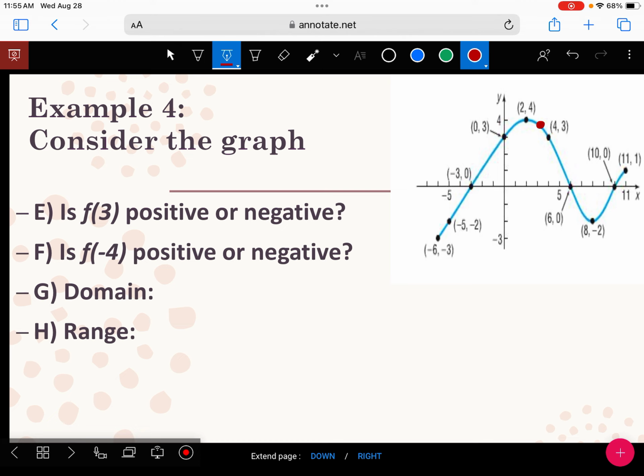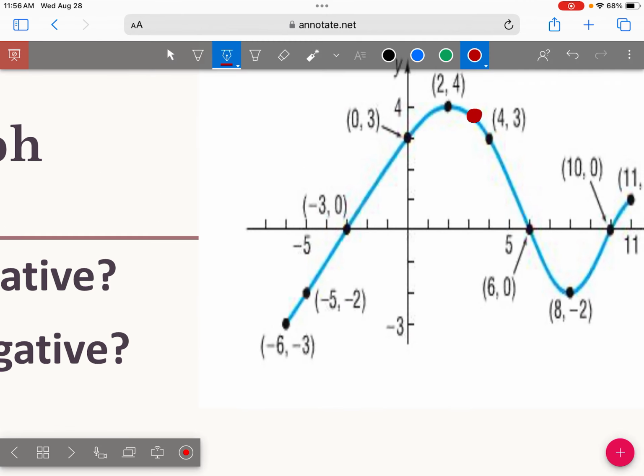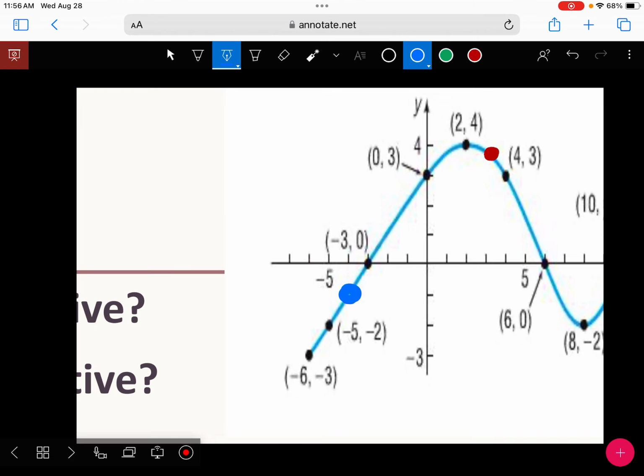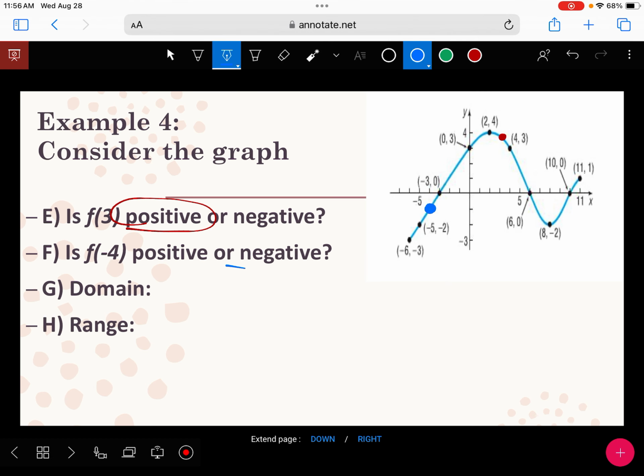This is one of your homework questions. It's a different graph, same questions. All right, so I'm just showing you how to go through each one of these questions. This is positive. And then it's f of -4. So f of -4 would be about here, where I put that blue dot. Is the y value positive or negative where I put that blue dot? Negative.